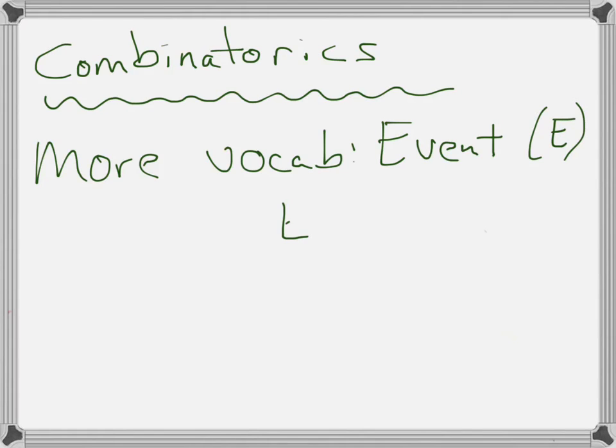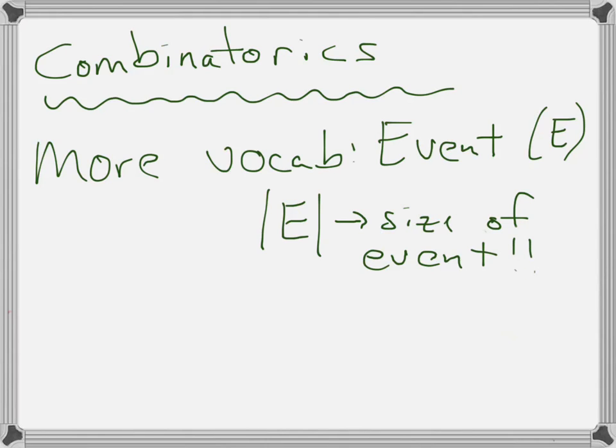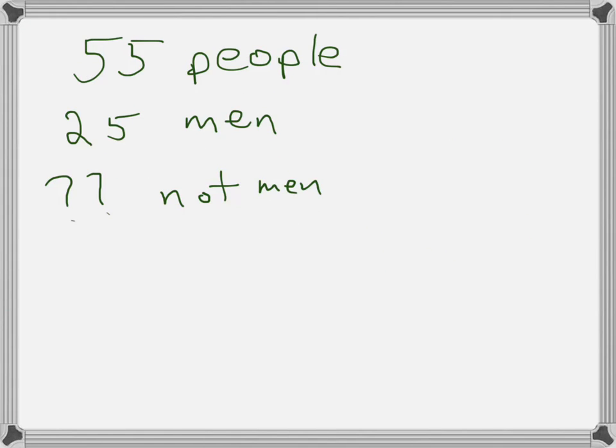The next piece of vocab is the event, which is marked as E, and the same notation with the absolute value lines around E representing the size of the event. Alright, let's go to the next page. So here's a question. How would we represent this information? Let's say we have 55 people.